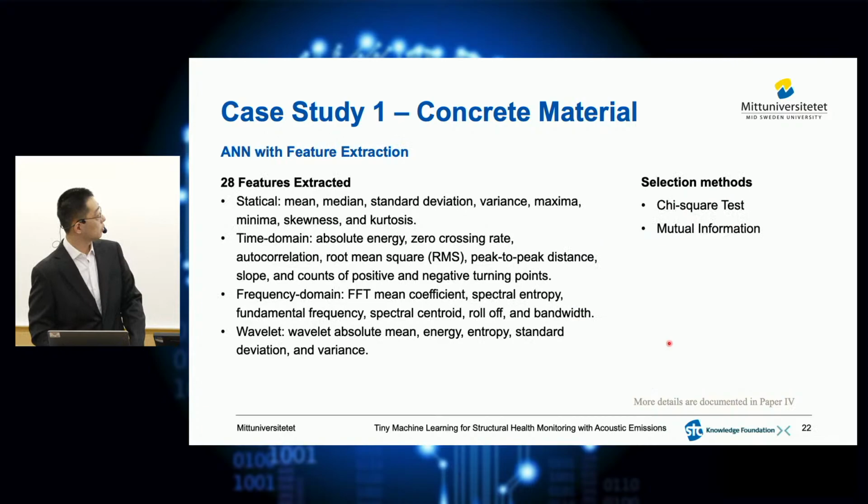So there are 28 features extracted from the beginning. It is basically divided into 4 main parts: the statistical, the time domain, frequency domain, and wavelet domain. But as you know, 28 features is too much, so we're trying to use some of these features. Then we introduce the selection method for features. What we used here is the chi-square test and mutual information.